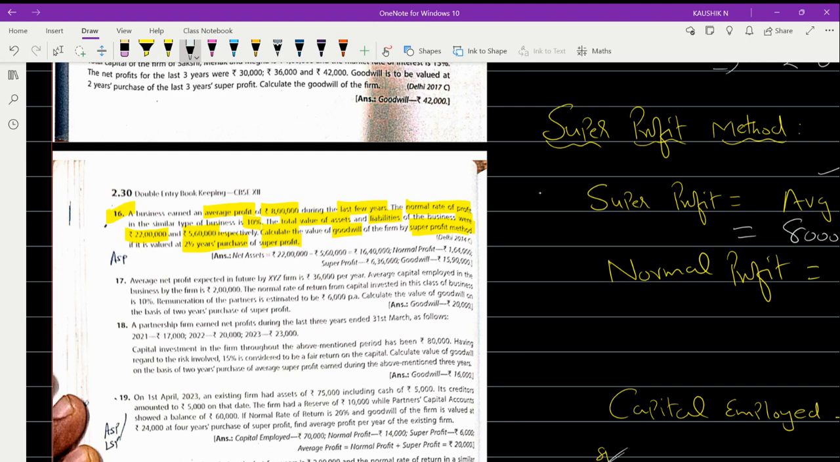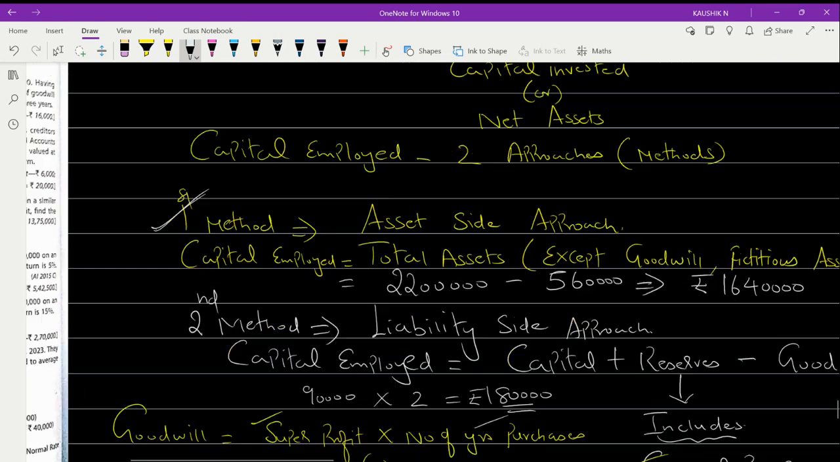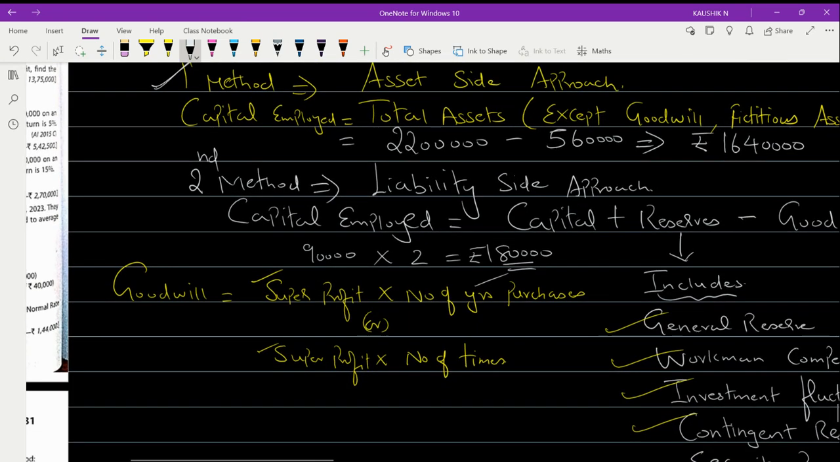Goodwill of the firm valued at... calculate the value of goodwill of the firm by super profit method if it is valued at how many years purchases. எவ்வளோ இயர்ஸ் பர்ச்சேஸ் சொல்லியிருக்காங்க இங்கே சம்ல? 2.5 years. 2.5 years பர்ச்சேஸ்ன்னு சொல்லிட்டான். ஓகே, அப்போ என்னது நம்பர் ஆஃப் இயர்ஸ் பர்ச்சேஸ் ஃபார்முலா தான் நான் யூஸ் பண்ணணும். சரி, ஸோ அப்படி பார்த்தனாக்க let me calculate here.